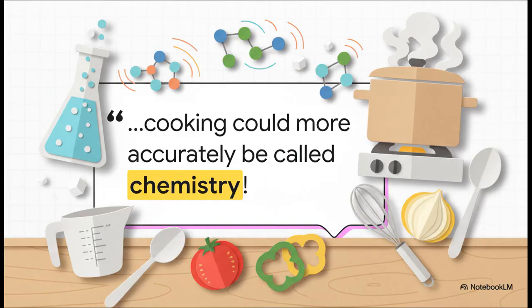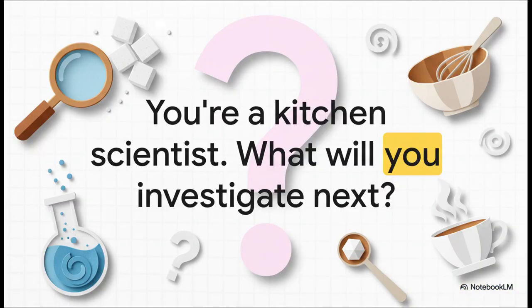This quote just sums it all up so beautifully. All these processes we've been investigating, dissolving, variables, saturation, they are happening every single time you cook. Your kitchen really is a laboratory for some pretty delicious experiments. So there you have it. You've solved the case of the disappearing sugar. You've got the tools, you've got the vocabulary of a true kitchen scientist. So I guess the only question left is, what everyday mystery are you going to investigate next?